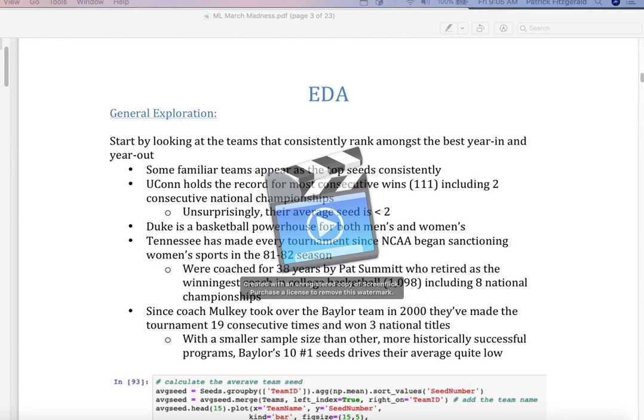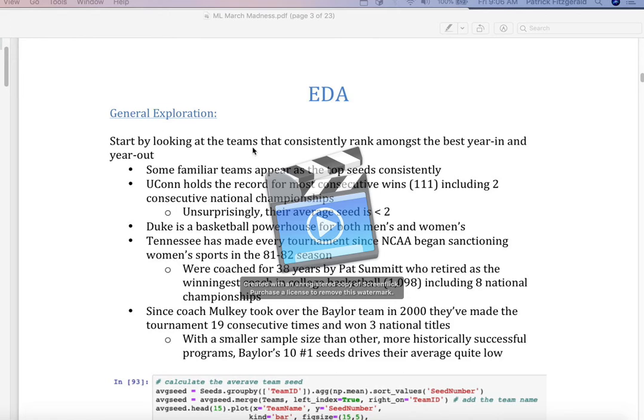With that in mind, I tried to look a little deeper into some of the more advanced metrics to see if they might give me an edge when it came time to actually build my model. So, you start by looking at teams that consistently rank amongst the best year in and year out. Some familiar teams appear at the top seeds consistently. This is for the women's here.